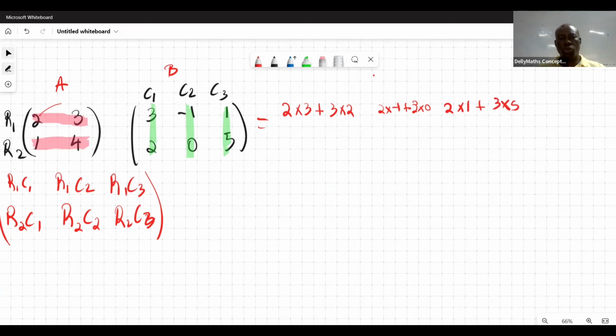Then we're going to row 2. 1 times 3 plus 4 times 2. So row 1 times column 1, then row 2 times column 1, then row 2 times column 2. Talking about 1 times negative 1 plus 4 times 0. Row 2 times column 3, 1 times 1 plus 4 times 5.